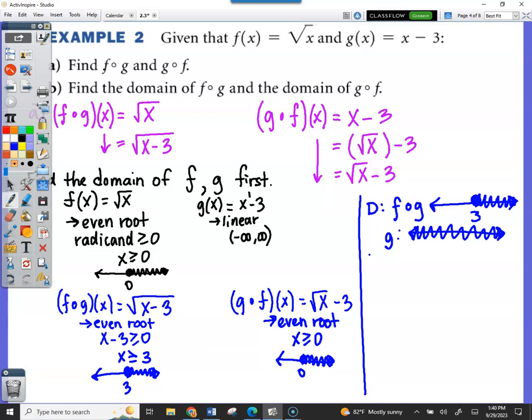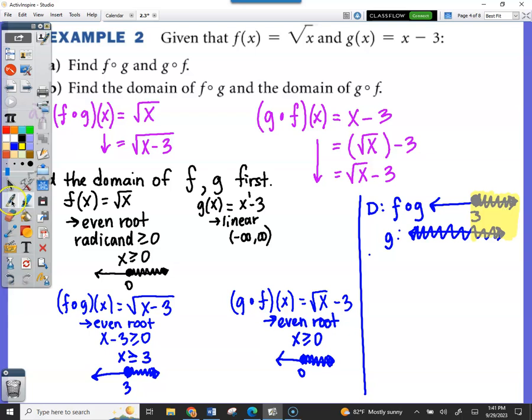Layer them with the overlap. What do they have in common? The only thing they have in common is that, right? That means those are the only things allowed to be plugged in. What is that? That would be 3 to infinity. Do you see it? Whatever's allowed to be plugged into g is also allowed to be plugged into f of g, and that's what your domain is.